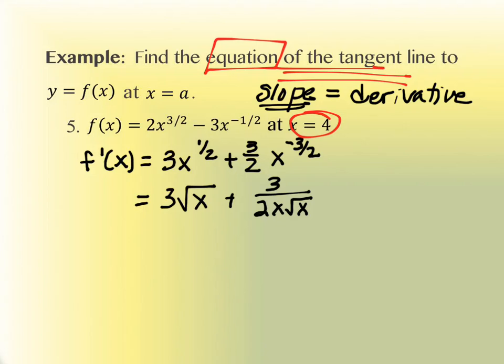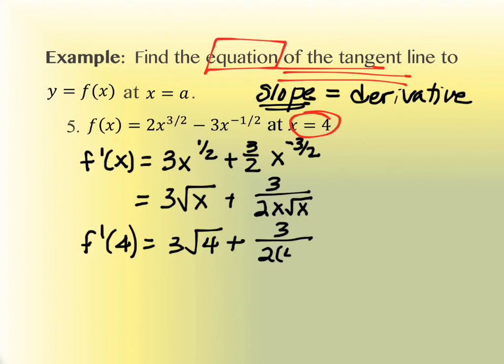If you want, you could take your calculator at this point where we were before and evaluate. I'm okay with that. That's fine. But if I'm going to do it by hand, this is how I think about it best. So this is the actual derivative. I want the derivative at x equal 4. So I have 3 square root of 4 plus 3 over 2 times 4 square root of 4. Any questions so far?